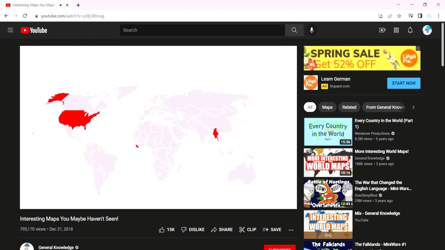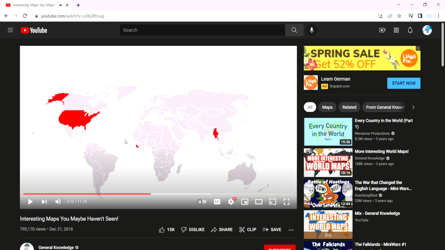As a fifth map, here are the countries in the world which officially don't use the metric system. So we have the US, Liberia, and Burma or Myanmar.